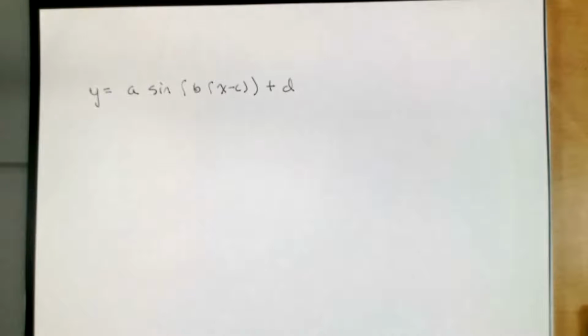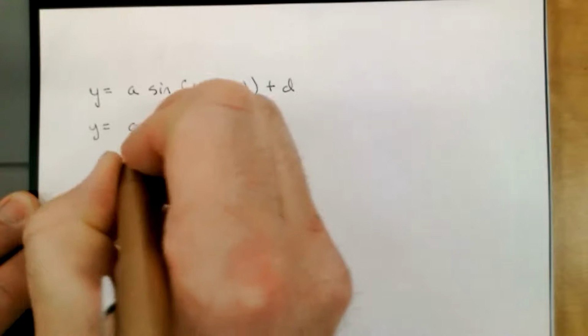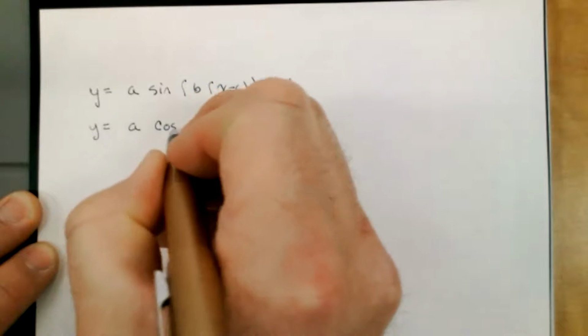A sinusoidal function with all the trappings. What I want to do is write down the order of operations as they're written in this function. I also want, since we're looking at sine, to let you know that cosine is also going to have the same trappings.